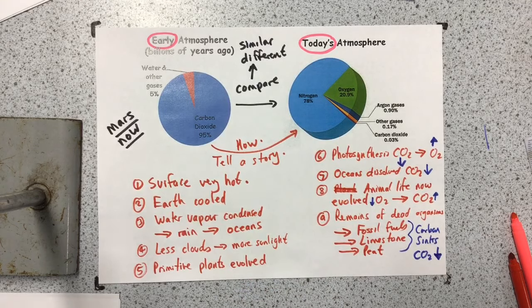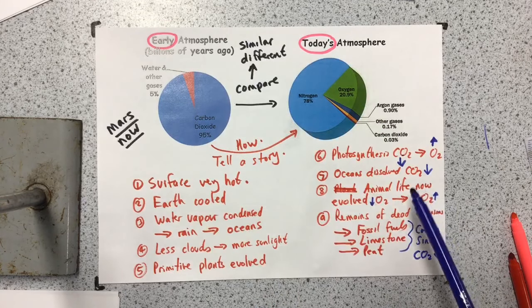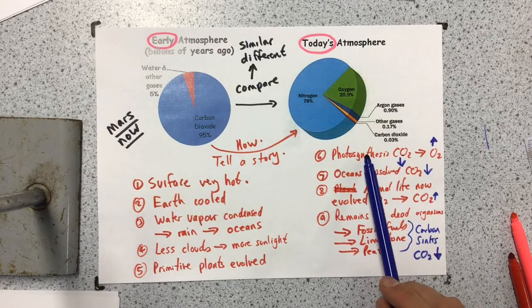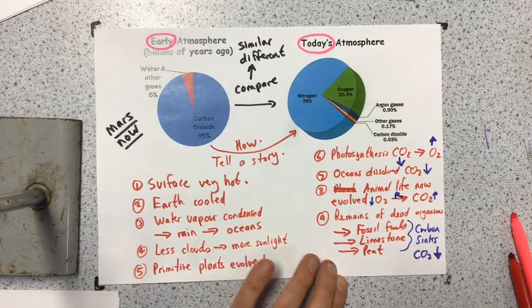So if you notice on there, we've got lots of different things happening that made carbon dioxide levels decrease from 95%. And then we ended up with a situation where plants were photosynthesizing and animal life was evolving and respiring at the same time. And that meant that the carbon dioxide levels and oxygen levels stayed at a very, very steady percentage for the last few million years. Okay, so make sure that you can take an examiner through all of the steps explaining what happens. Don't forget to mention that that is respiration.